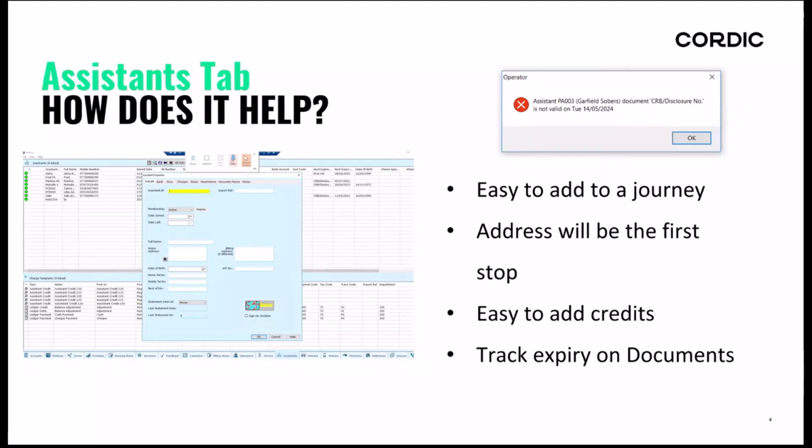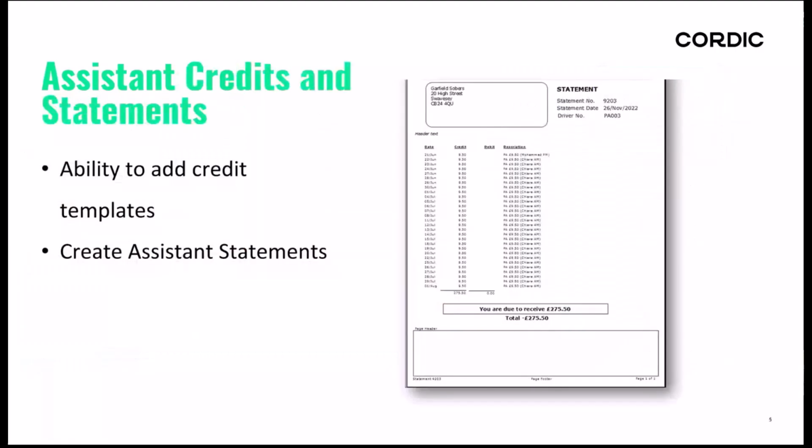The other thing with the Assistant is you can, instead of having to manually create any sort of statement for how many jobs they've been on, etc., you can create a template for the credit and attach that to the regular journeys. And that's going to pull from the system into billing and allow you to create an assistant statement, which will look something like this one.